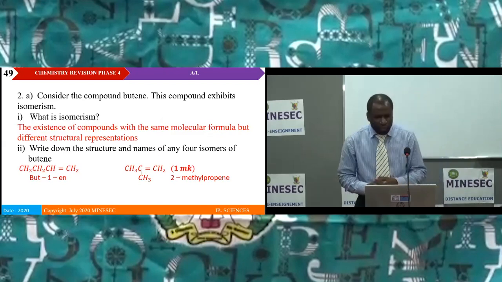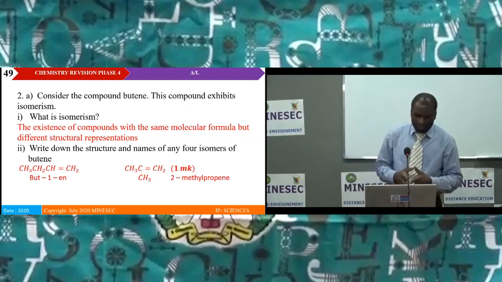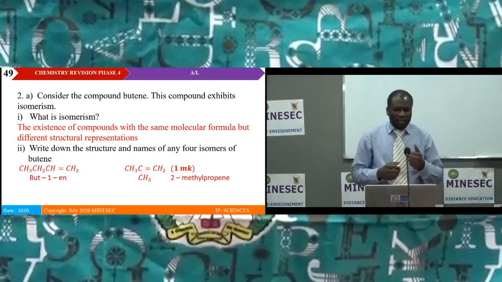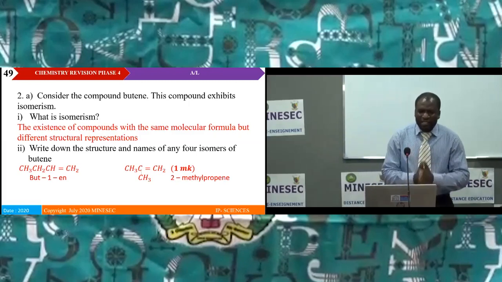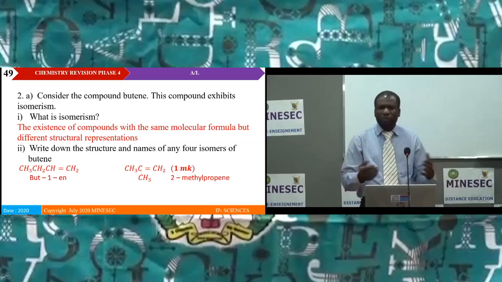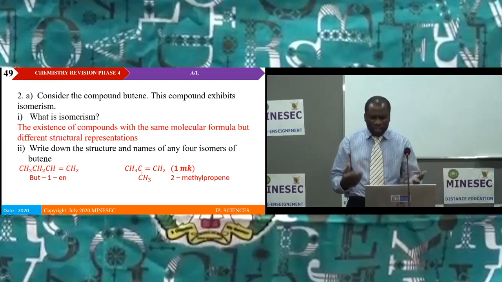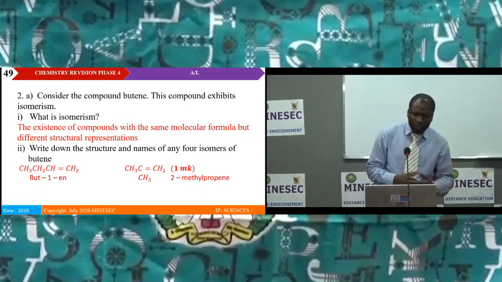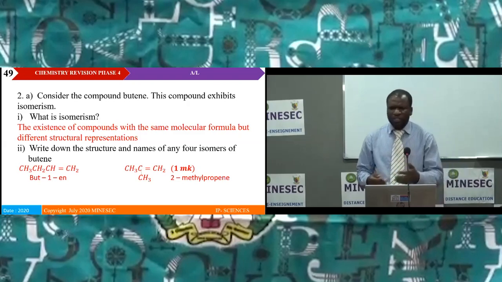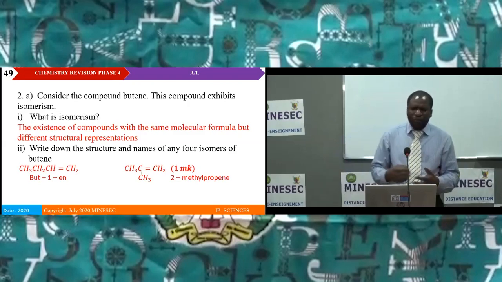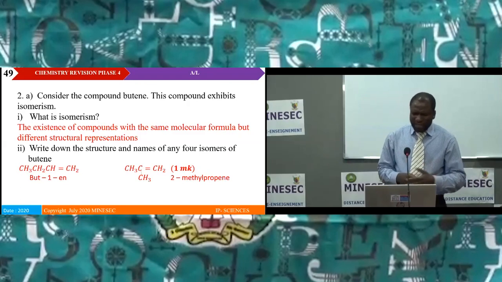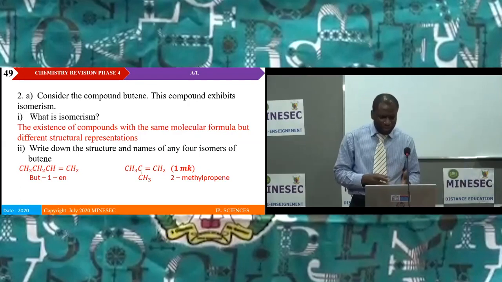Answer, consider the compound butene. This compound exhibits isomerism. 1, what is isomerism? The existence of two or more organic compounds with the same molecular formula, but different structural representations and with different properties. Write down the structure and names of any 4 isomers of butene.